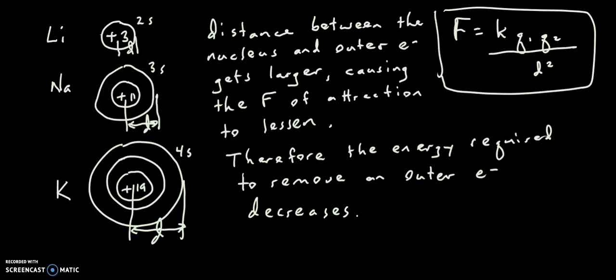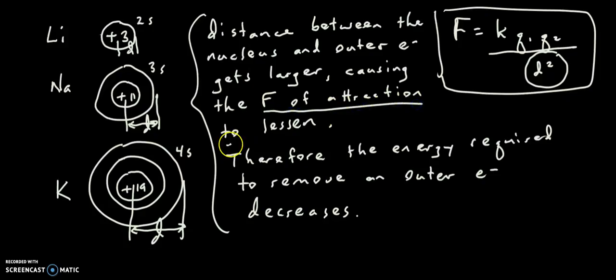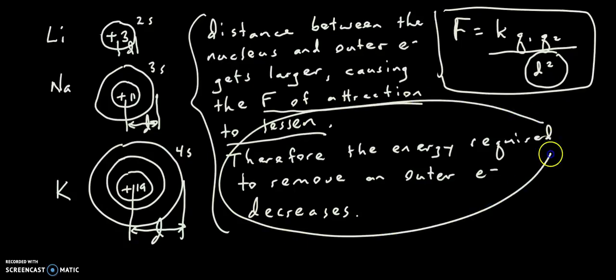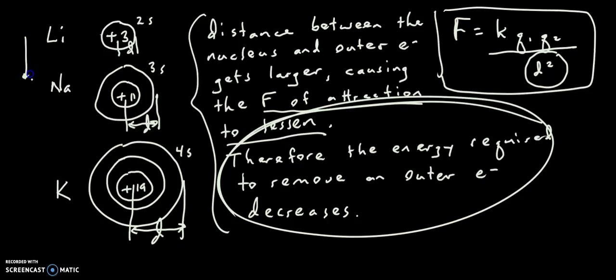This increased distance between the nucleus and outer electrons, according to Coulomb's law, where we see distance squared in the denominator, means that if we divide by a larger and larger distance, the force of attraction between the nucleus and the outermost electrons will lessen. Because the force of attraction is lessening, the amount of energy required to remove an electron from the outermost layer of the atom is going to decrease. And so as we move down a column, the energy required to remove a single electron from that outer layer gets less and less.